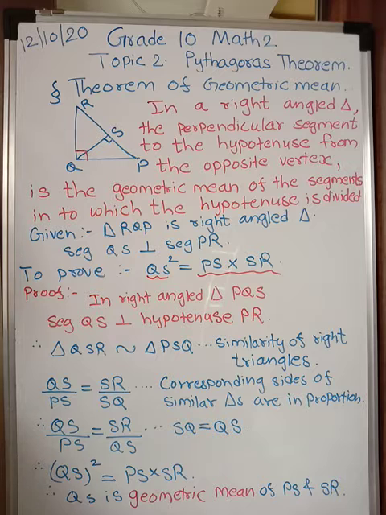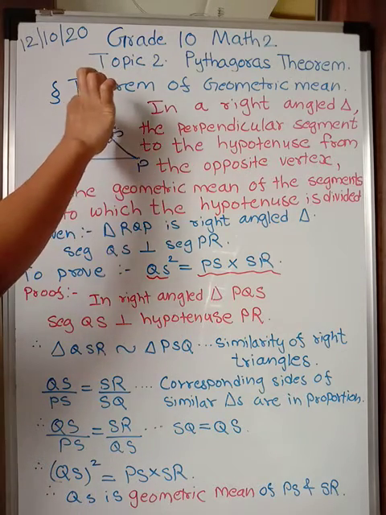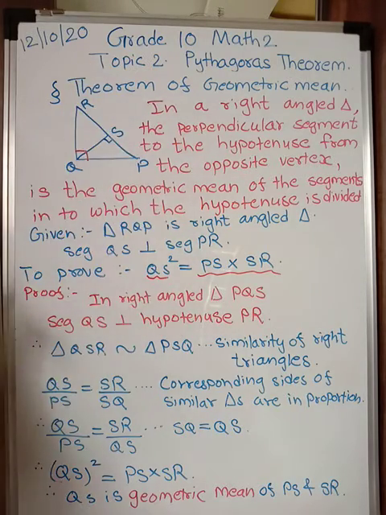Again, I am telling you students, what is important in this theorem? This mathematical expression is very important. This is used to solve the problems. So what you should remember? QS square is equal to PS into SR. That will help you to solve the problems. And proof is also very easy.